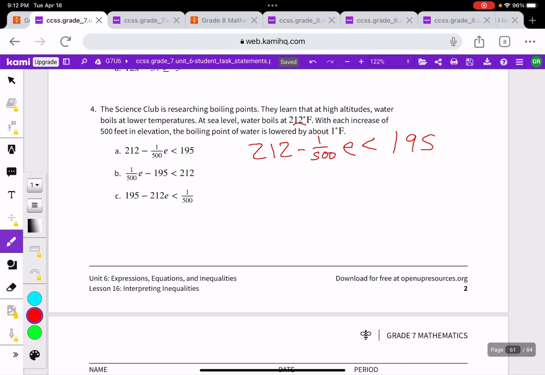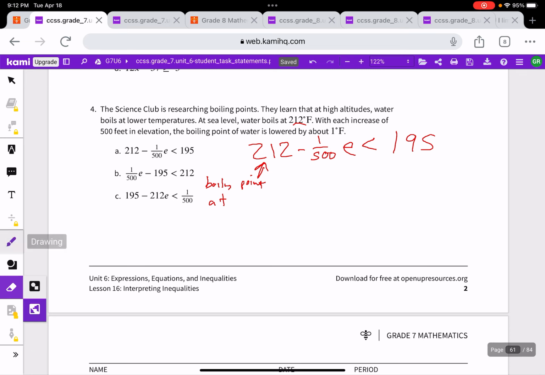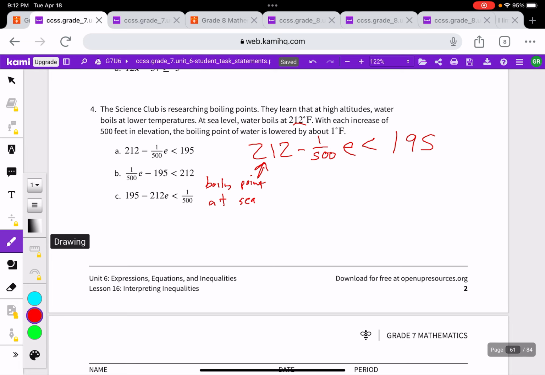So first off, the 212, that is boiling point, not at elevation, at sea level, right? That minus means the boiling point is lowering.